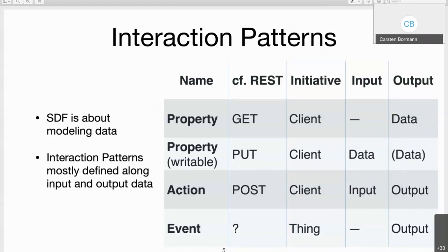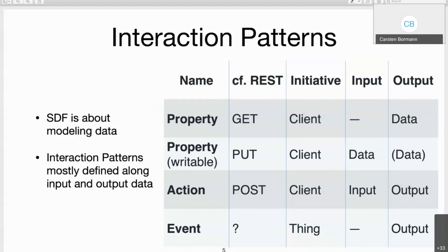Property, action, and event. And actually, most protocol environments have something like that. And because people may be familiar with REST, I put in a column here that has the REST name of that interaction pattern. And I also have a column that talks about the initiative. So who's actually starting this interaction. And the final two columns of the table show what kind of data is actually processed while performing this interaction.